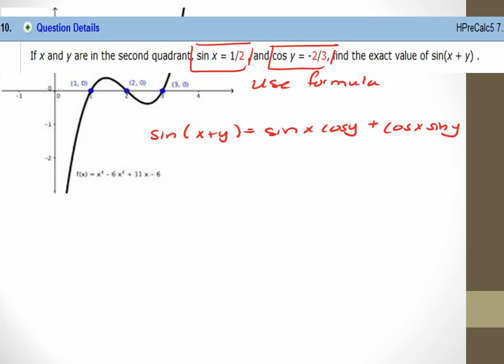What do I have given? Those two boxes I have given. So I'm going to substitute them. Sine x is 1/2. I'm going to erase the sine x and put 1/2 in its place. Cosine y is given to me. It's minus 2/3. So I'm going to erase the cosine y and replace it with minus 2/3, like so.